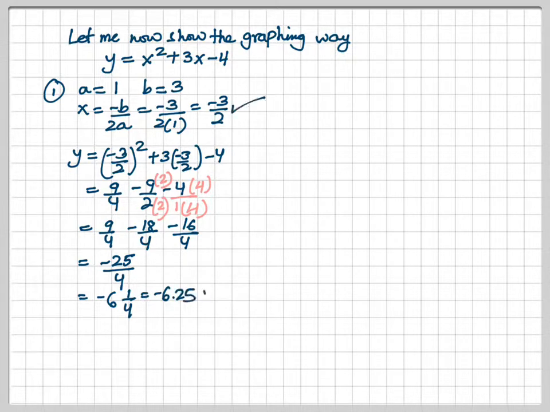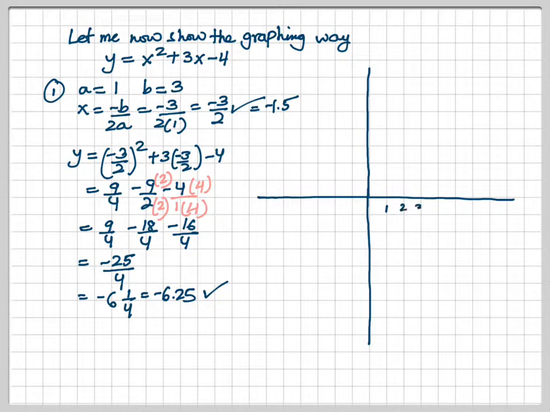So you find the vertex, right? You found the vertex, right? So all you have to do is plot the vertex, right? So negative 1.5 and negative 6.25.